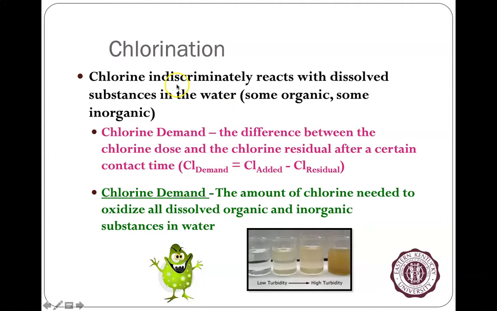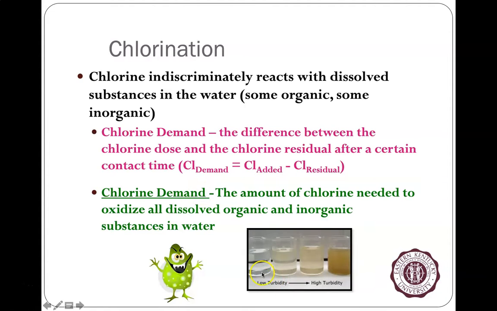We know that chlorine indiscriminately reacts with substances in the water. These aren't like antibodies, where chlorine goes out and seeks out certain things and attaches to them. Chlorine is a very reactive compound. So we're interested in having a residual chlorine at the end. We'll add a lot of chlorine, and if all the chlorine we add is used up, then we haven't met the chlorine demand.